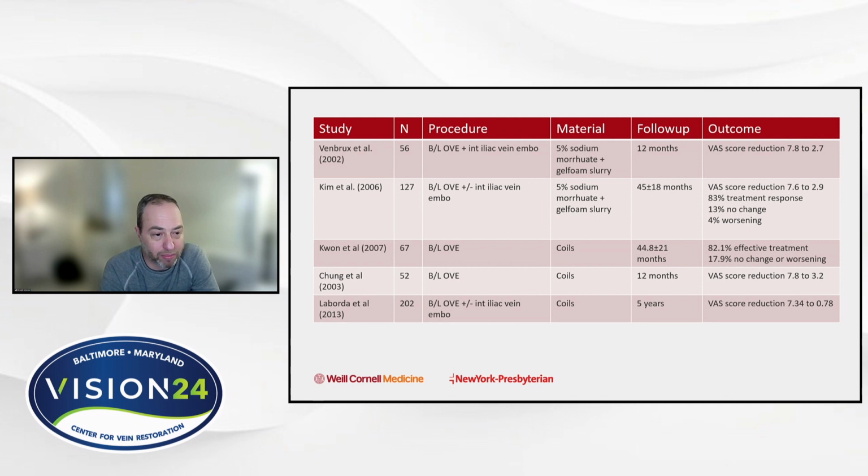So 5% sodium morrhuate and some gelfoam alone in those 2 early studies, and no coils were put in, yet these patients had really high quality outcomes. These were bilateral interventions in many of these patients, not unilateral interventions, but you're seeing reduction in VAS scores from 7.8 to 2 range. And then if you look at ovarian vein embolization with coils, you're seeing basically similar outcomes, 7 to 3, 7 to 1. So we're seeing really good quality outcomes, even with internal iliac vein embolization. Next slide. And we can go next again.